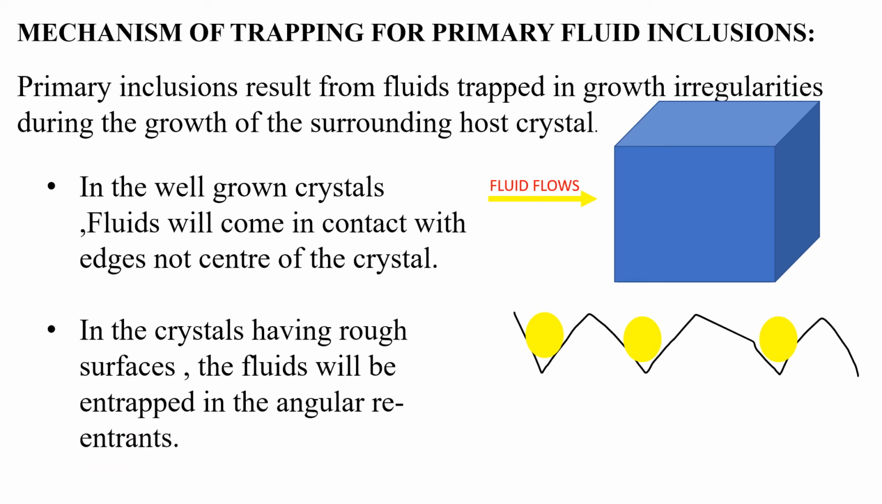Now we will discuss the mechanism of trapping for primary fluid inclusions. The primary fluid inclusions are trapped during the growth of the crystals. The crystals might have exactly planar surfaces, but they can also have some rough surfaces, because no crystal is perfectly developed. All the crystals have some imperfections, and some of the crystals might have rough surfaces and some have exactly planar surfaces. I mean the surface can be smooth depending upon the cooling rate.